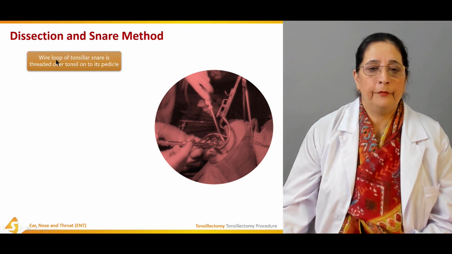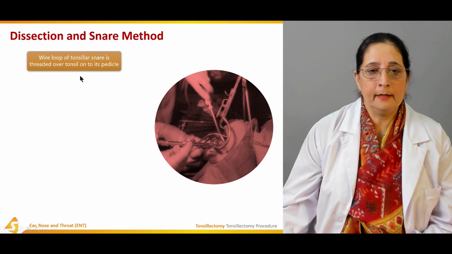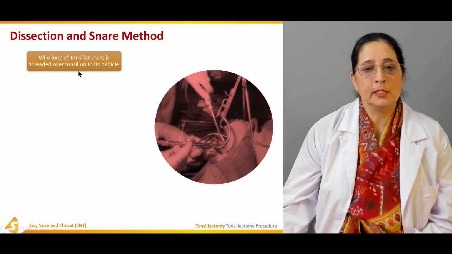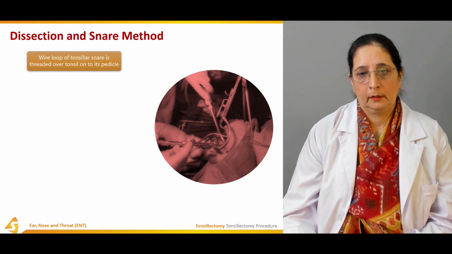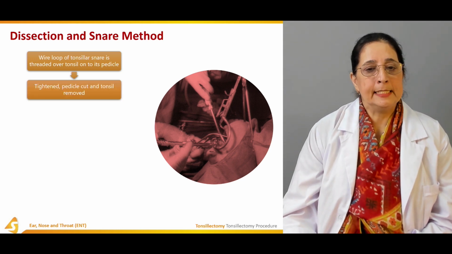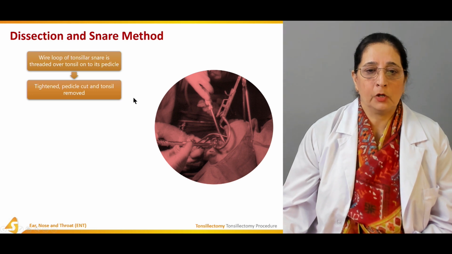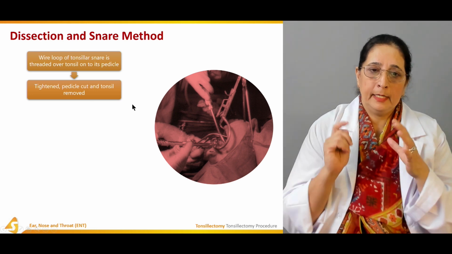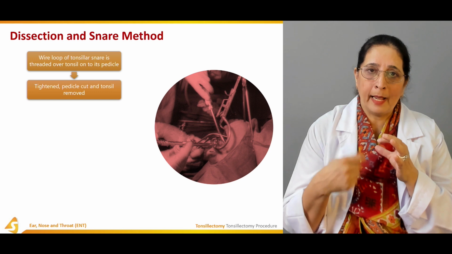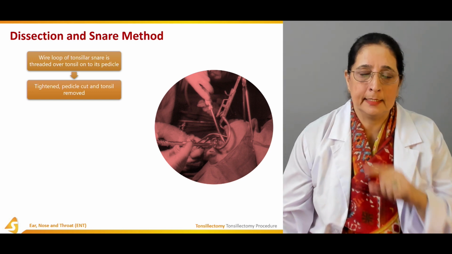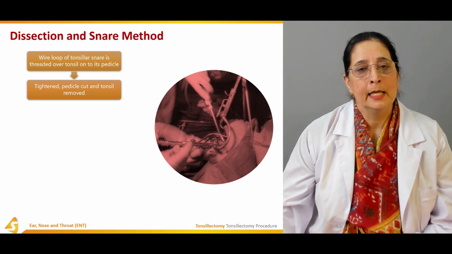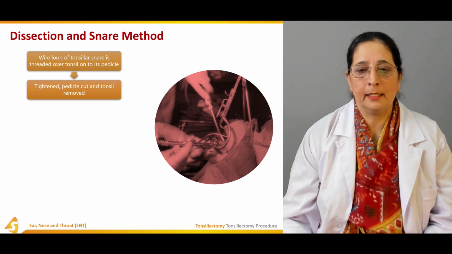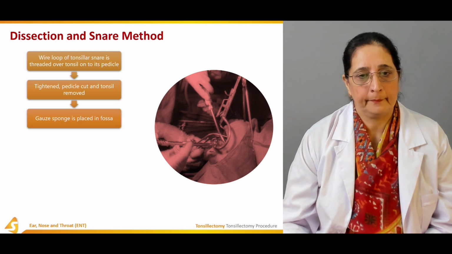Wire loop of tonsillar snare is threaded over the tonsil on its pedicle. Tighten the pedicle, cut, and remove the tonsil. So the wire loop of the snare goes around the pedicle of the tonsil and slowly cuts the pedicle and removes the tonsil.